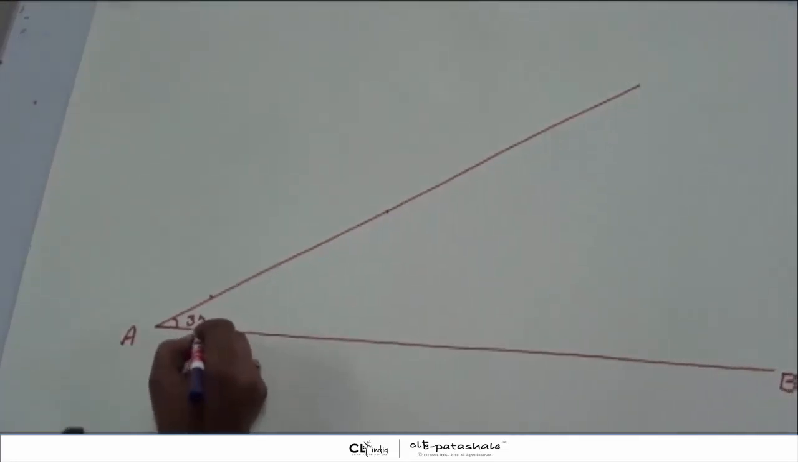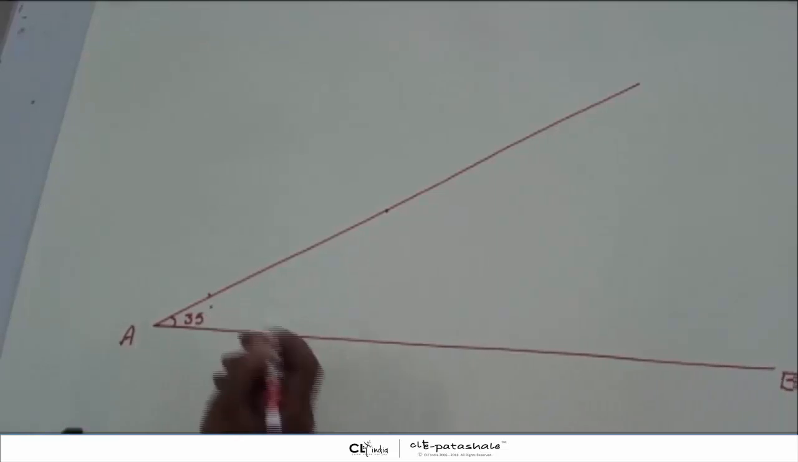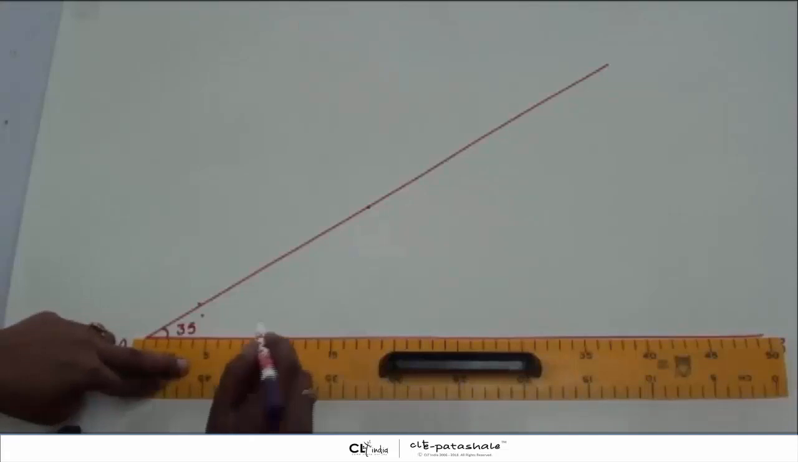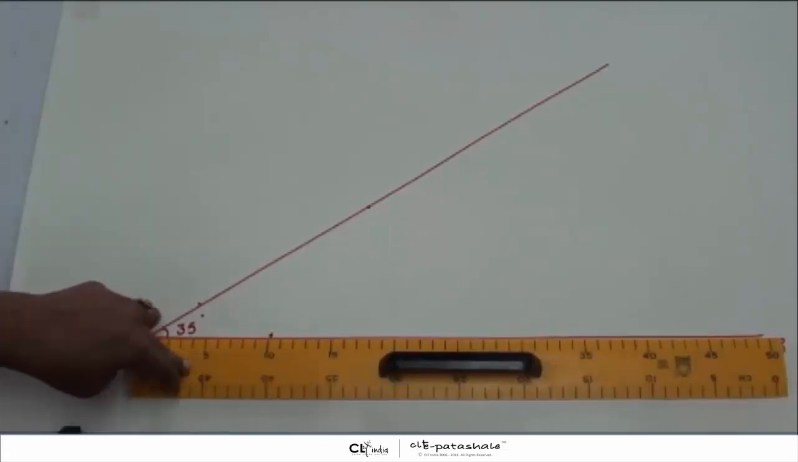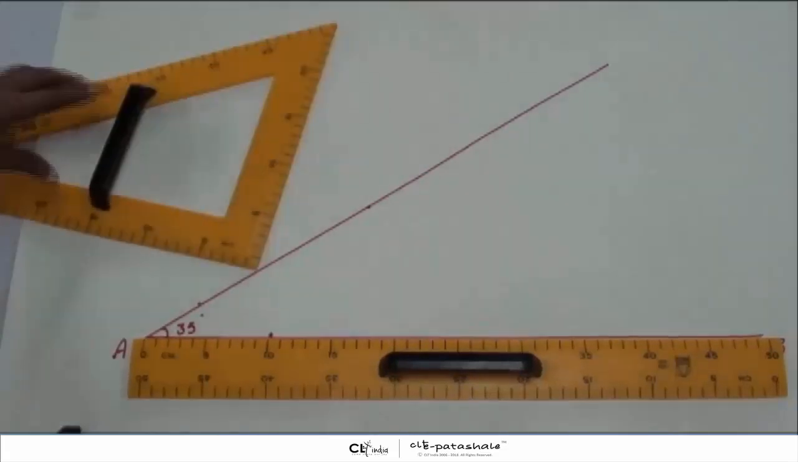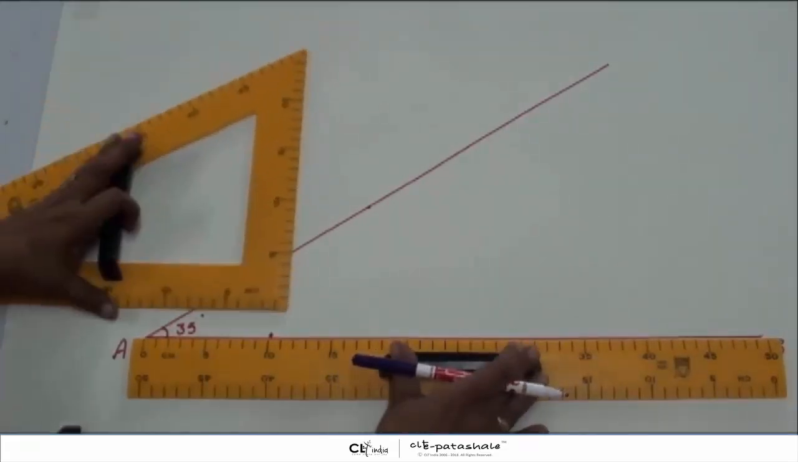So, we have measured 5 cm from A. Now measure 10 cm from A. After that, draw a perpendicular line using a set square.